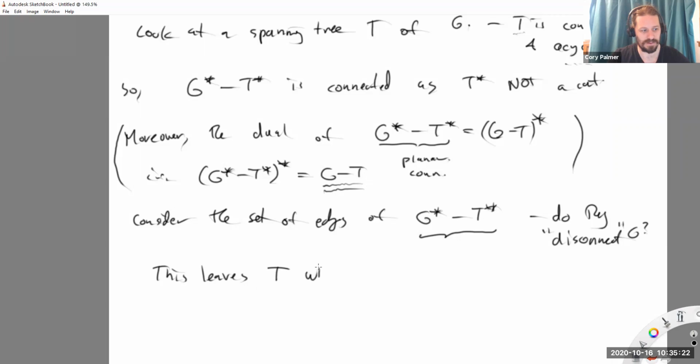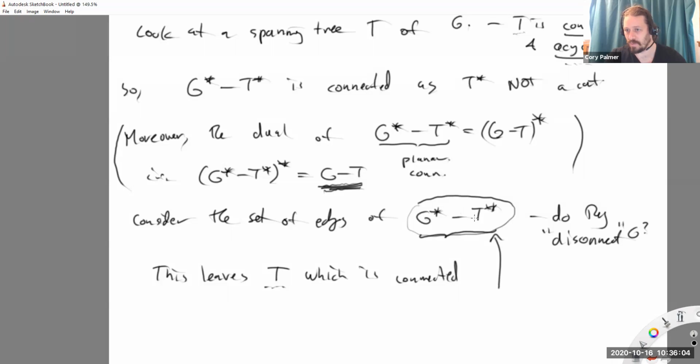But T, what do we know about T? We use one property, that it's acyclic. Its other property is that it's connected. So T is connected. So what does that tell you about these edges here? This means that this does not disconnect G, because it results in a graph that's still connected. So this set of edges here is not a cut. Removing G minus T leaves a spanning tree, so it's not a cut of the graph. And if the dual is not a cut, then the original, which is this thing here, is what? It's acyclic. So G star minus T star had to be acyclic.